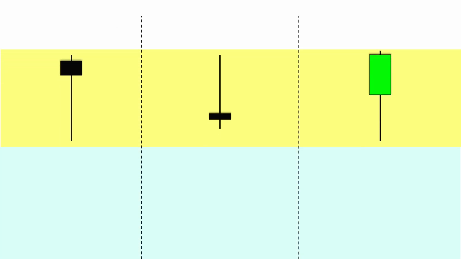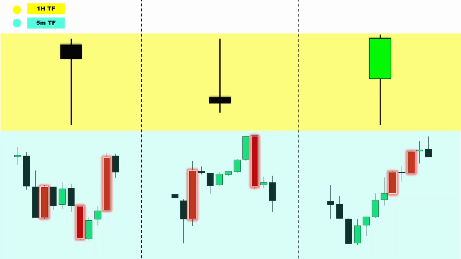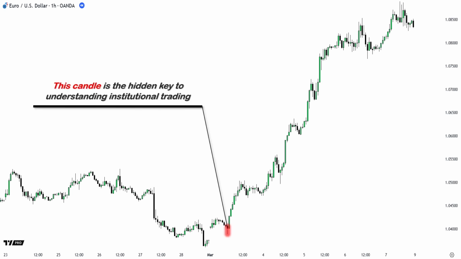If we zoom into a lower time frame, like the 5, 3, or 1-minute chart, we can observe candles with a big body and small wicks compared to the previous, and these patterns are common in them. By carefully analyzing the open and close of these patterns, a clear pattern emerges. The hidden key to understanding institutional trading lies within this single candlestick.